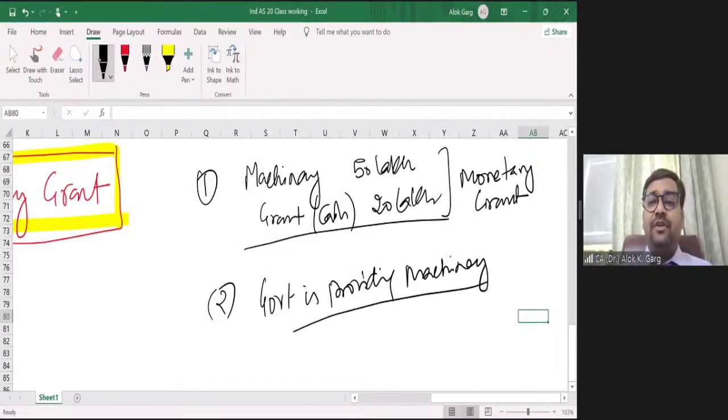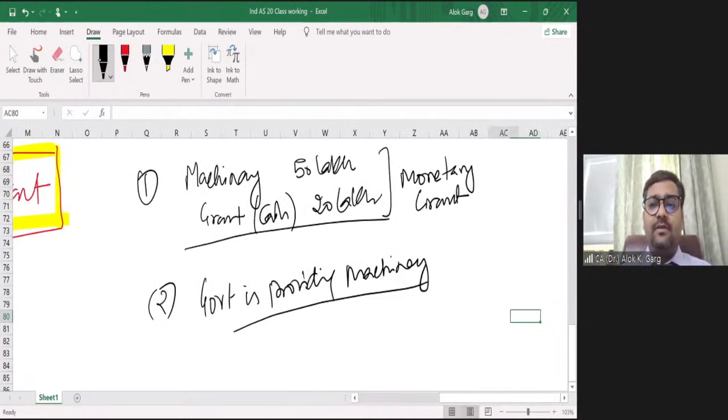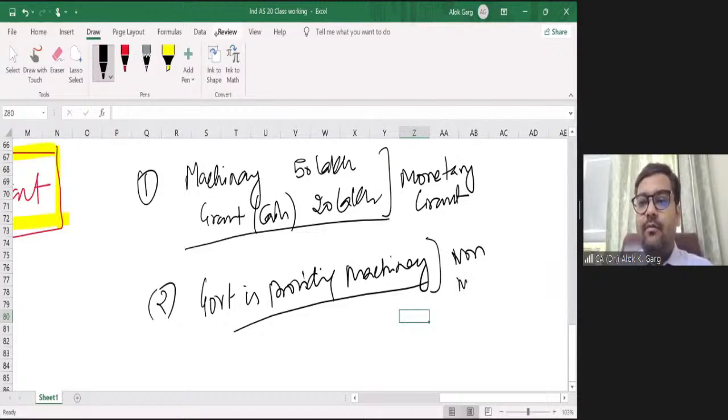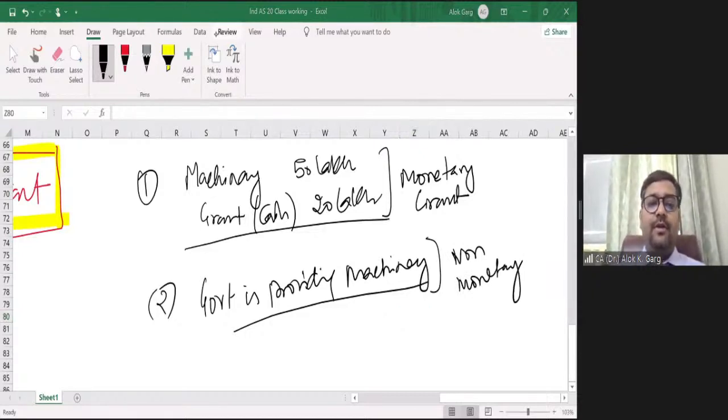The government is providing machinery free of cost. What is this? Government is providing machinery free of cost. The government is not giving money. So it is a non-monetary grant.